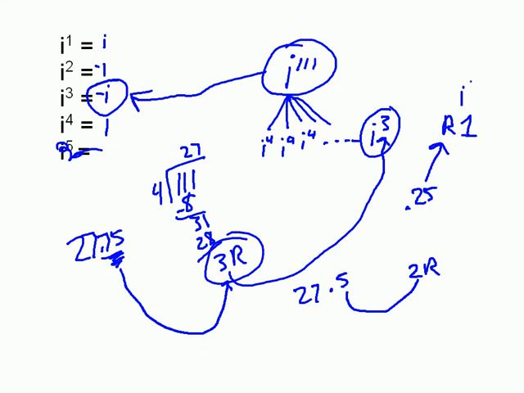So this one would be i to the first. A remainder of 2 is going to be i to the second, which is negative 1. And a remainder of 3, or 0.75, is going to be i to the third, which is negative i.